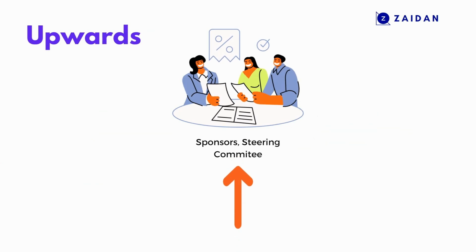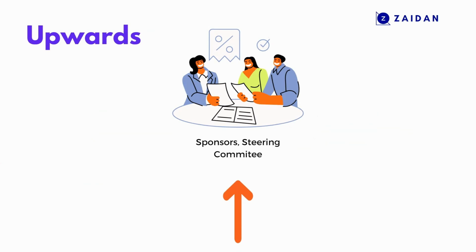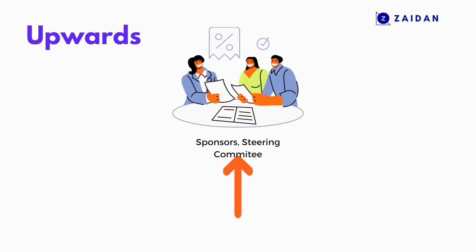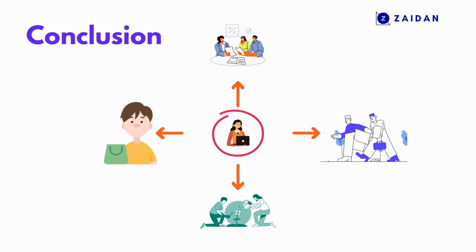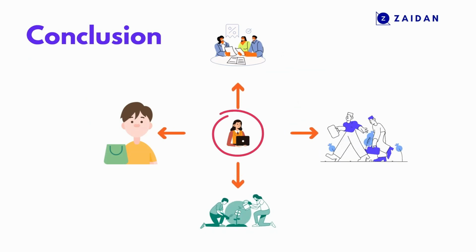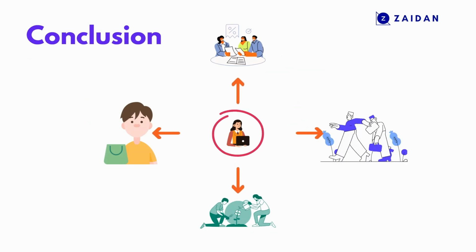Upwards to your project are your sponsors and senior leadership. Like your project sponsor, your program manager, and the steering committee, their decisions do impact the project and hence they can be considered as stakeholders. And just like that, you can assess the impact of the stakeholders based on the direction from which they influence the project.